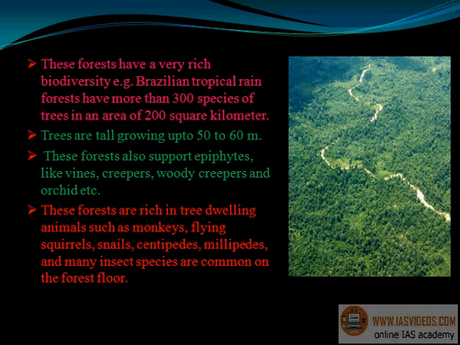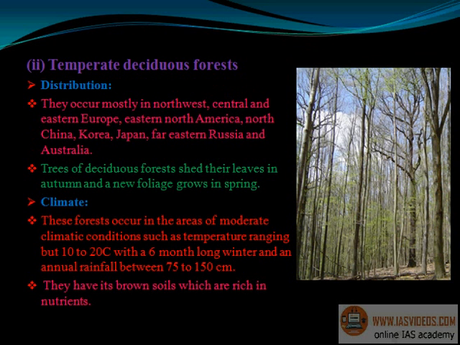These forests are rich in tree-dwelling animals such as monkeys, flying squirrels, snails, centipedes, millipedes, and many insect species are common on the forest floor. 2. Temperate deciduous forests. Distribution. They occur mostly in Northwest, Central and Eastern Europe, Eastern North America, North China, Korea, Japan, Far Eastern Russia and Australia. Trees of deciduous forests shed their leaves in autumn and a new foliage grows in spring.